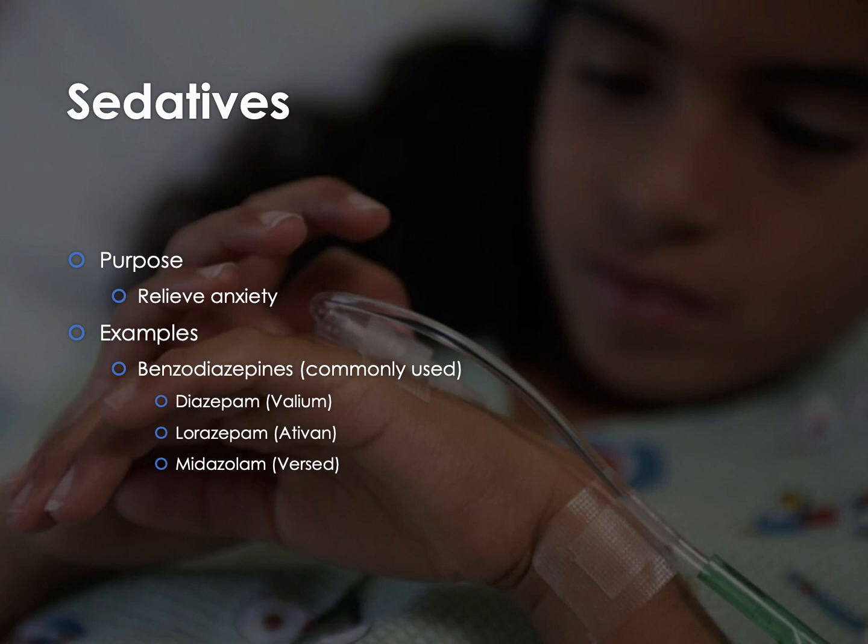Benzodiazepines are going to be administered intravenously, and the dosage is calculated based on the patient's weight in kilograms. There are some minimal adverse effects associated with the administration of benzodiazepines. Examples of benzodiazepines include diazepam, lorazepam, and midazolam, and the trade names are listed for you there in parentheses.